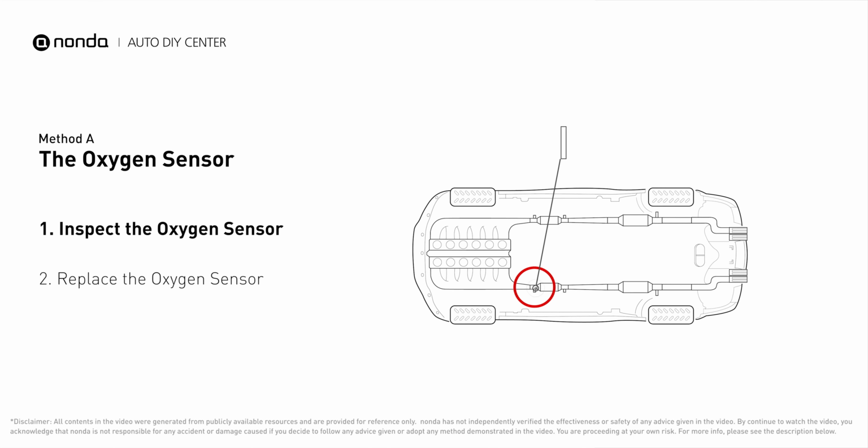This oxygen sensor is located right before the catalytic converter. Bank 2 is on the side with the cylinder number 2. Sensor number 1 is usually the one in the exhaust manifold.